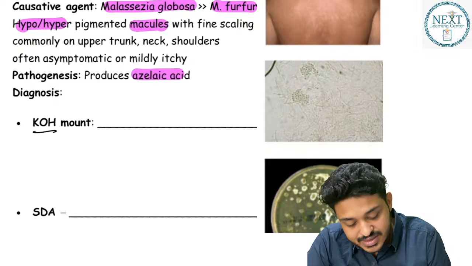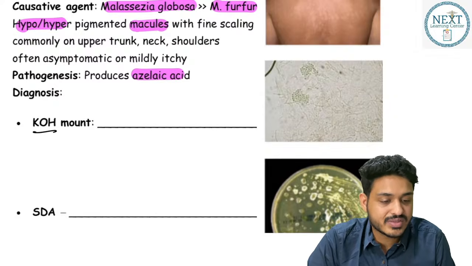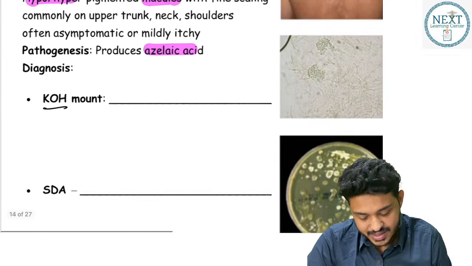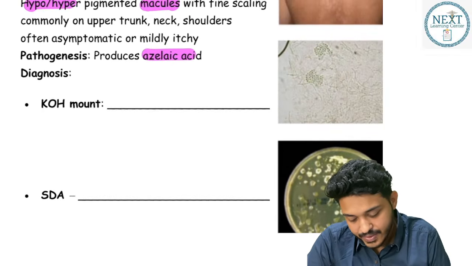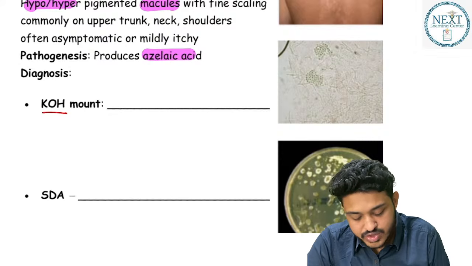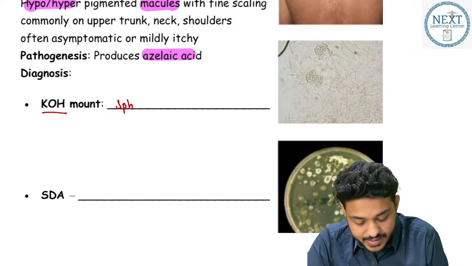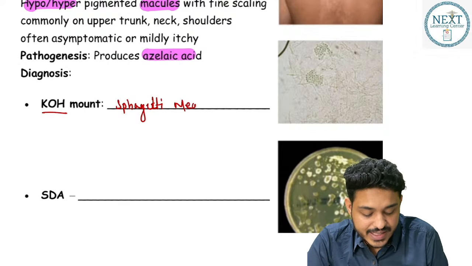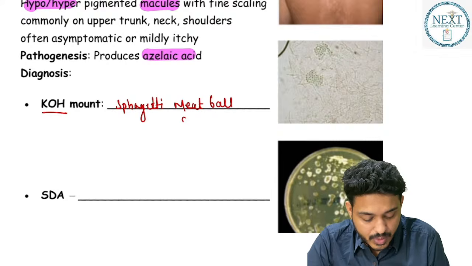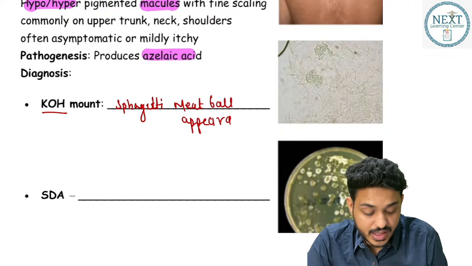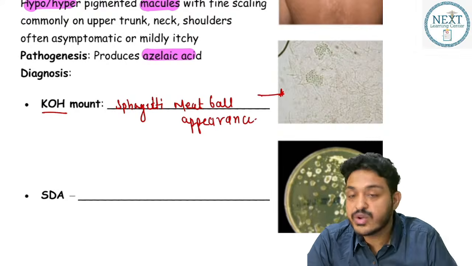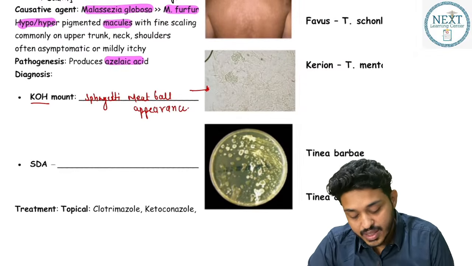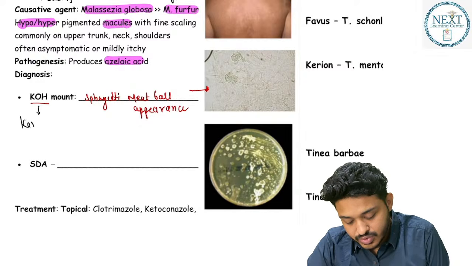So for pityriasis under KOH mount, what is going to be the thing we are having? I'll take up your questions in the last, right? On the KOH mount, you are going to get spaghetti and meatball appearance. Very important question, multiple times asked question, right? Second important feature of this KOH mounting, always remember, it is going to do what?